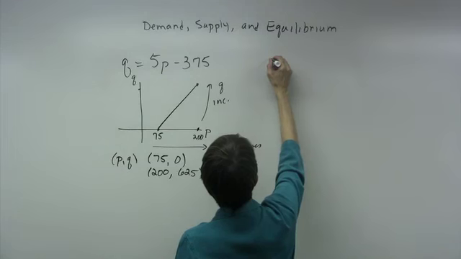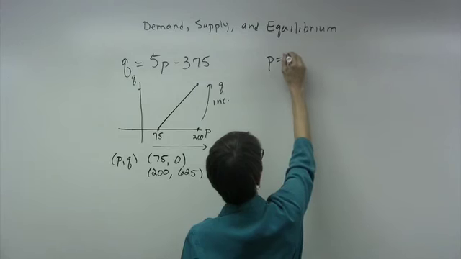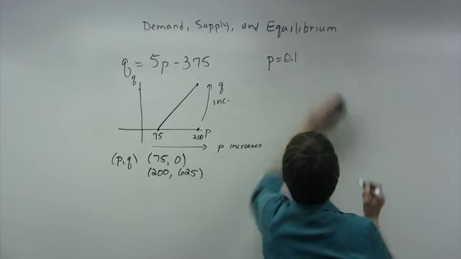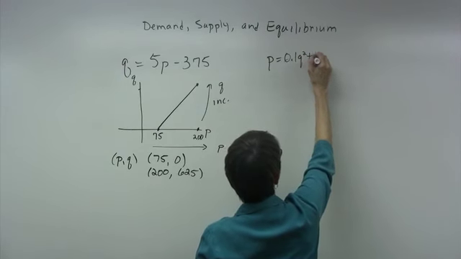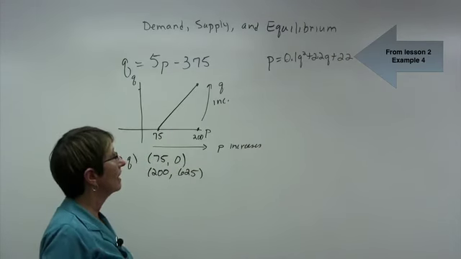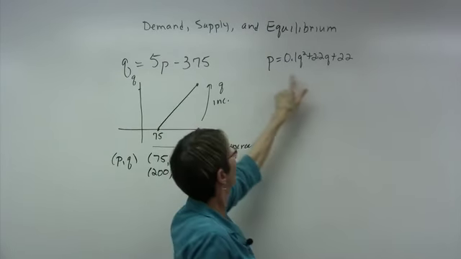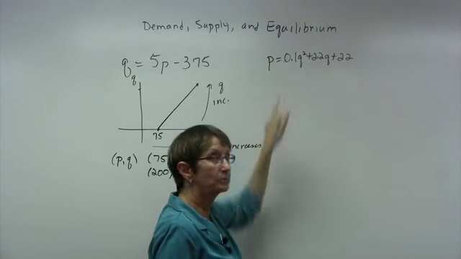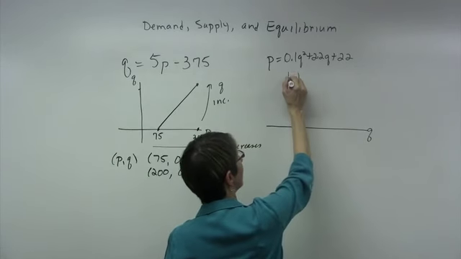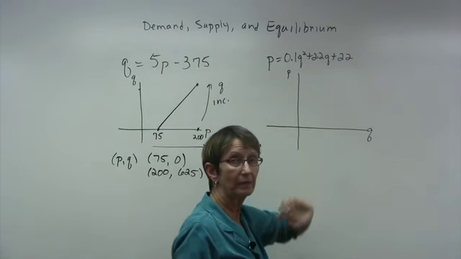Let's look at P equal to 0.1 Q squared plus 2.2Q plus 22. This is quadratic. That means the graph will be a parabola, and the positive number here tells us it opens up. So let's get a couple points going here. Q is my input, P is the output. If I let Q equal 0, I'll get P equal to 22.